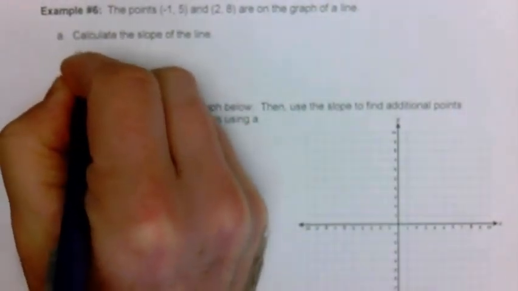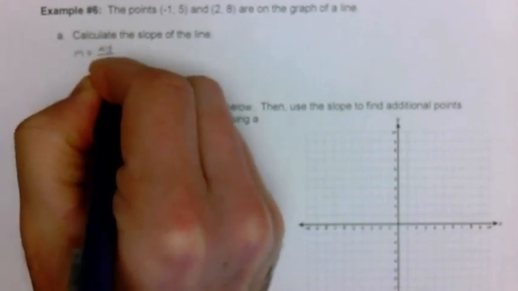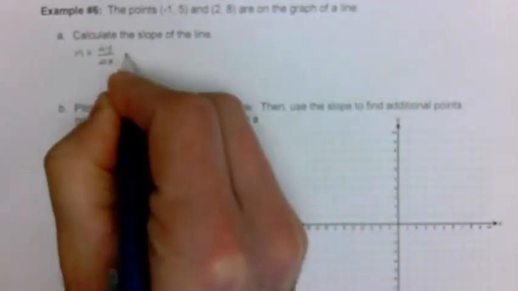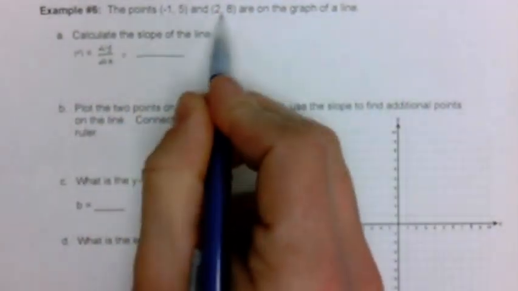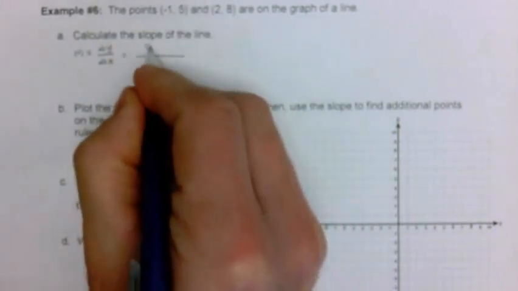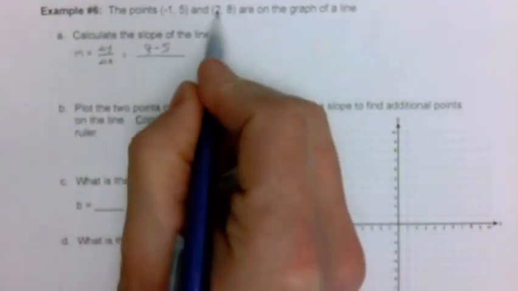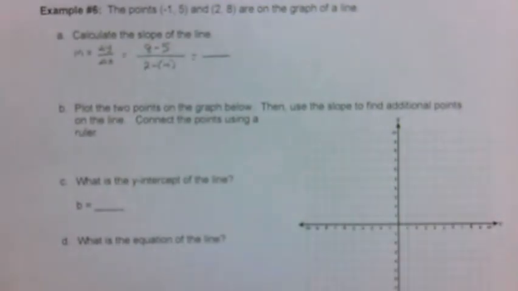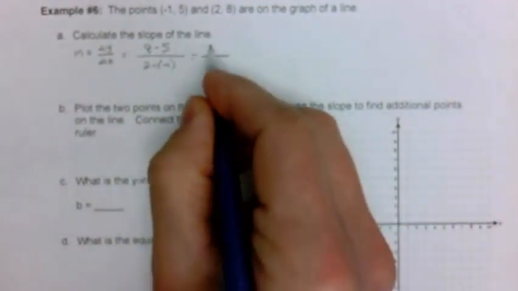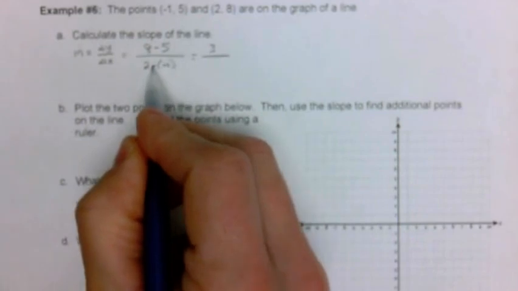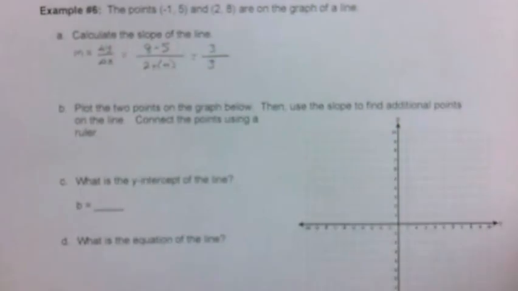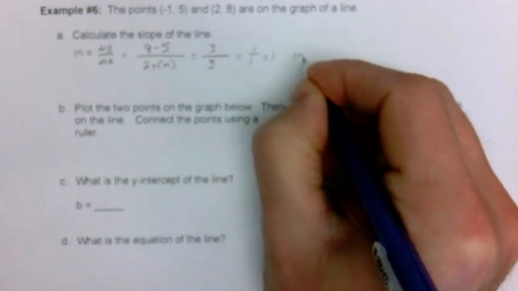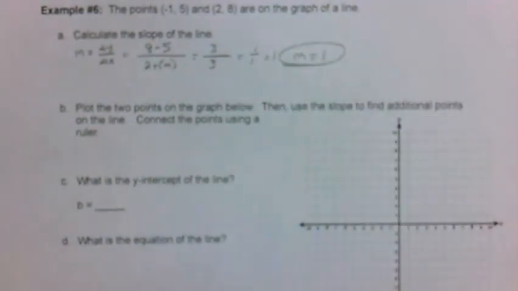So m equals delta y over delta x. I'll call this point number 1 and this is point number 2. To calculate delta y, y2 minus y1, 8 minus 5. For delta x, x2 minus x1, 2 minus negative 1. Now if we simplify this, 8 minus 5 is 3. 2 minus negative 1 is 2 plus 1, which is also 3. 3 over 3 equals 1 over 1, or 1. So the slope of the line, m, equals 1.